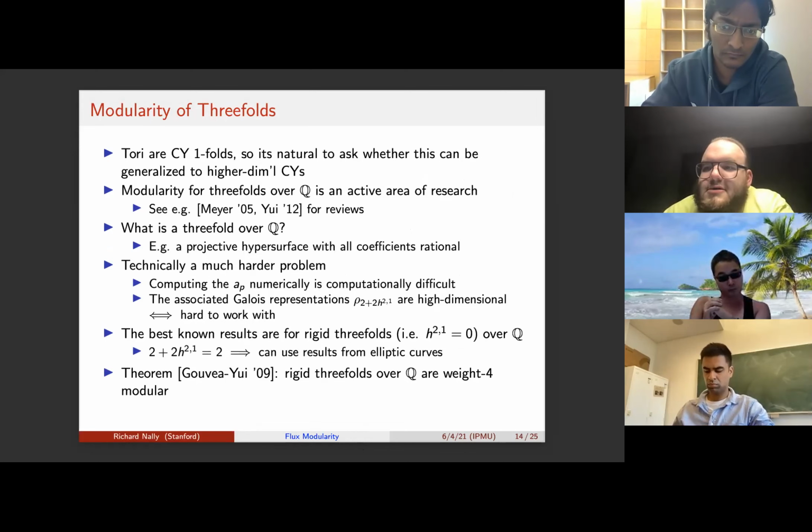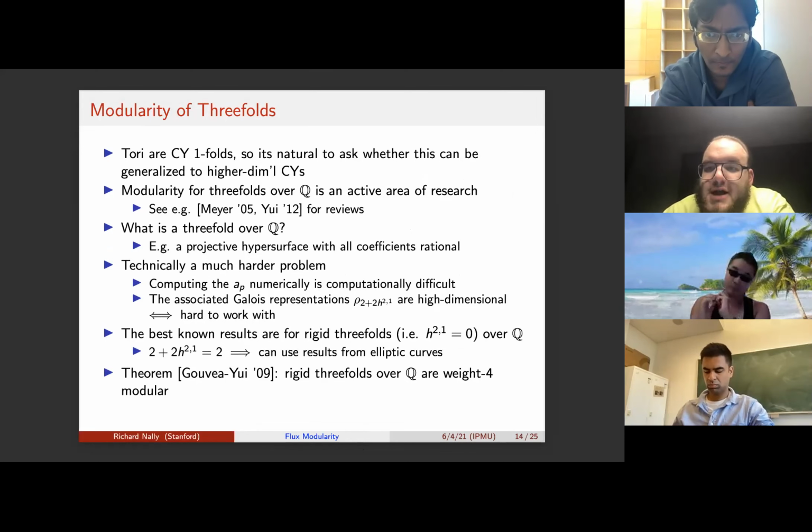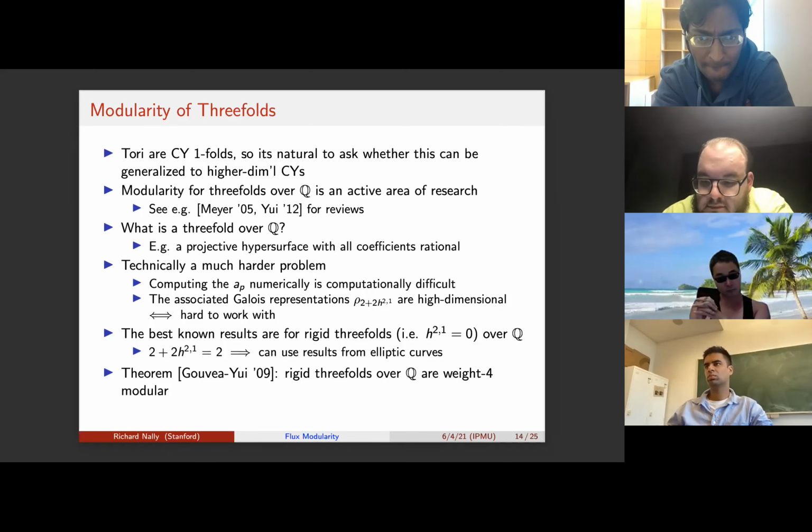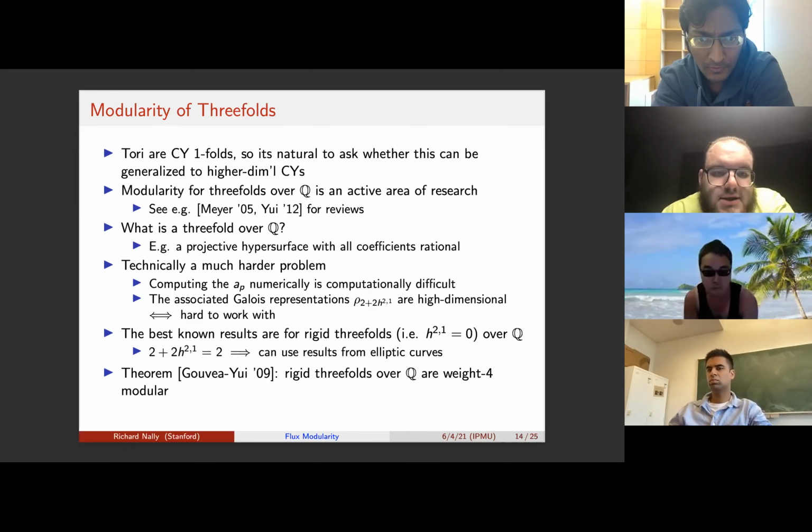So if I'm going to talk about the arithmetic of threefolds over Q, I should tell you what a threefold over Q is. For the purposes of this talk, I'm going to think about a threefold as the zero set of some projective polynomial. And if all of the coefficients in my polynomial are rational, I'll say that defines a threefold over Q. Like in the example I've been showing you, if my coefficients psi and phi are rational, I say that defines a threefold over Q. And so the modularity and arithmetic of threefolds over Q is technically a much harder problem than elliptic curves.